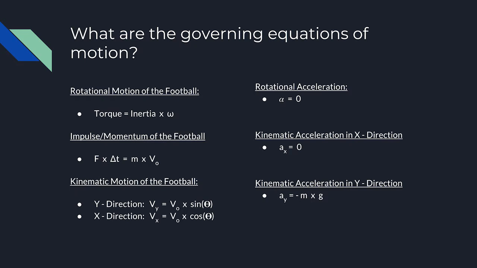The following are the governing equations of motion for our system. The two equations we'll be using in our dynamic control are momentum and kinematic velocity. The momentum of the football is equal to force times the time the force is applied, which is also equal to the mass times the velocity. Using this velocity, we can find the kinematic motion of the system, which in the y direction is Vy equals v times the sine of theta, the initial angle of the ball's trajectory. The x velocity is equal to v times the sine of theta.